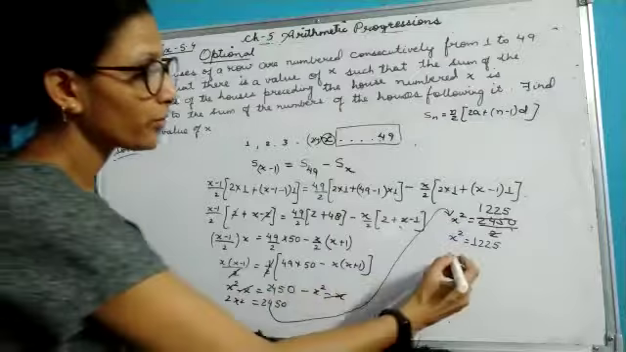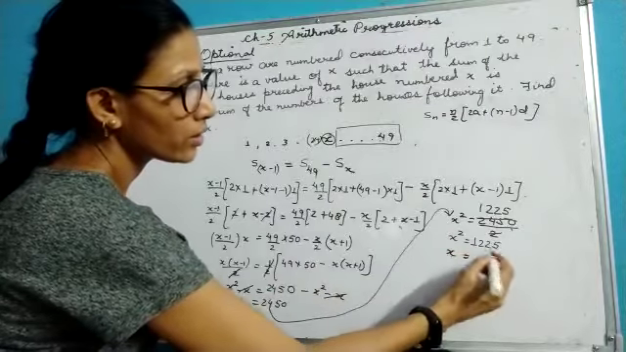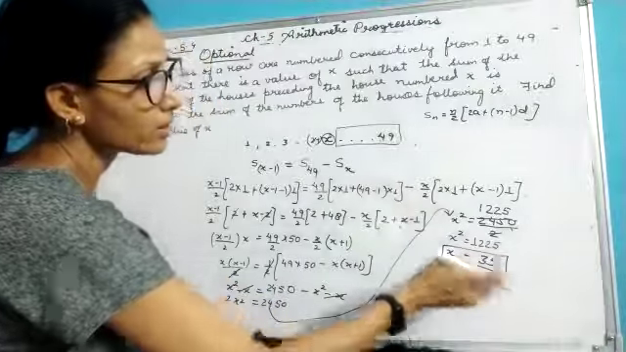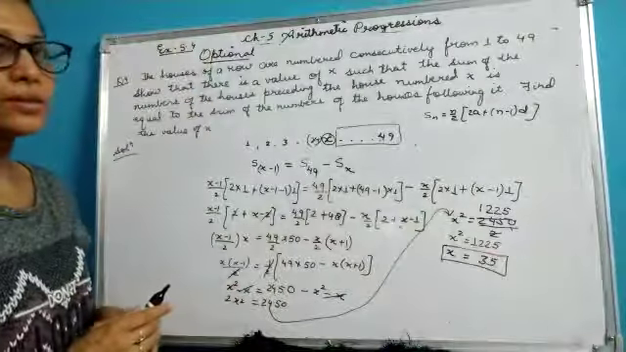And 1225 is a perfect square of 35. So your x is 35. Isn't that easy? Have a look.